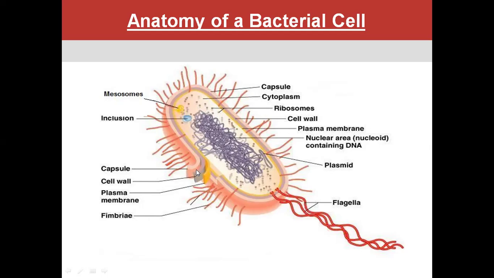So don't get confused about the capsule as an outer layer. Capsule is not an outer layer because very few bacteria possess a capsule. So that's why we are not supposed to consider the capsule as the outer layer. We should consider the cell wall as the outer layer. Next, mesosomes. Mesosomes are the principal sites of the respiratory enzymes. And next, inclusion bodies. They store energy. So this is very simple. We'll discuss in detail one by one.